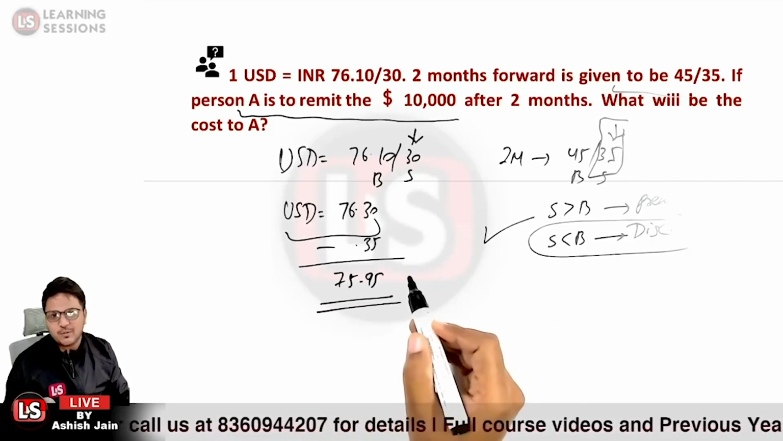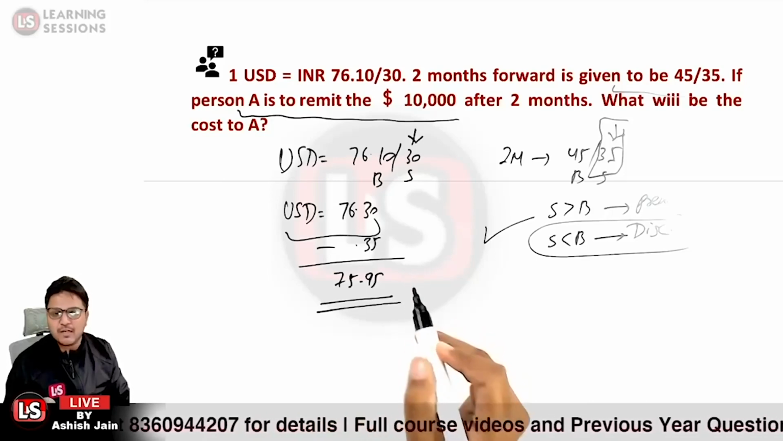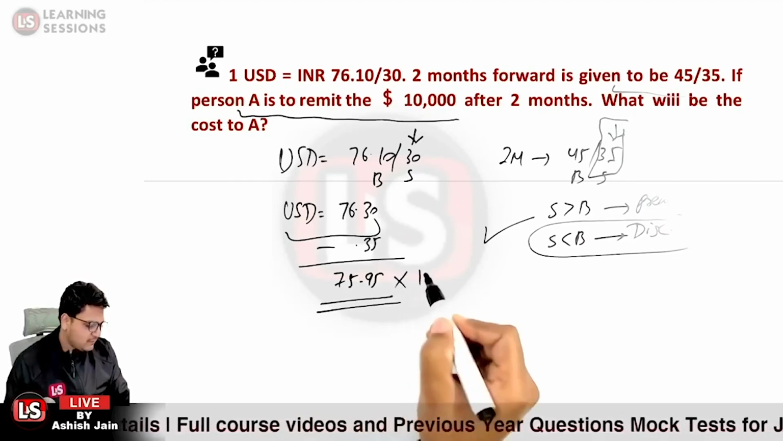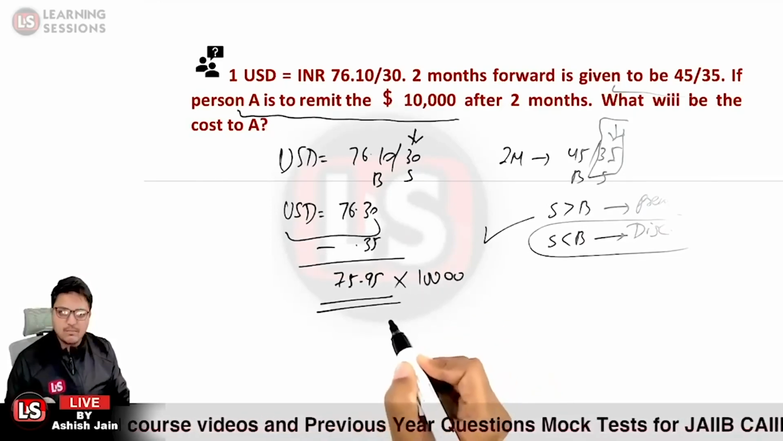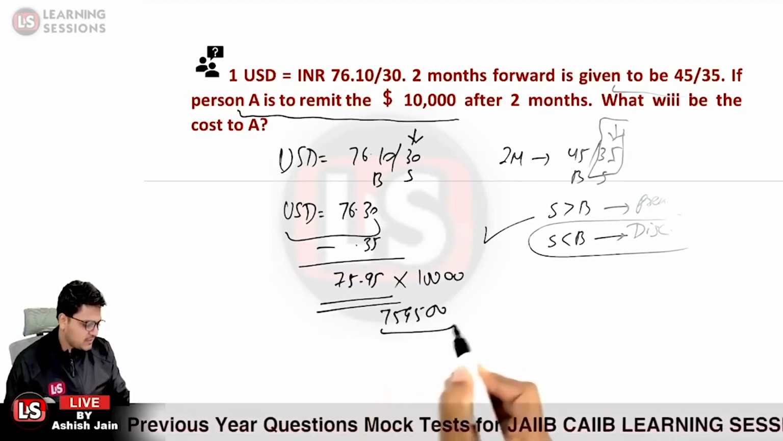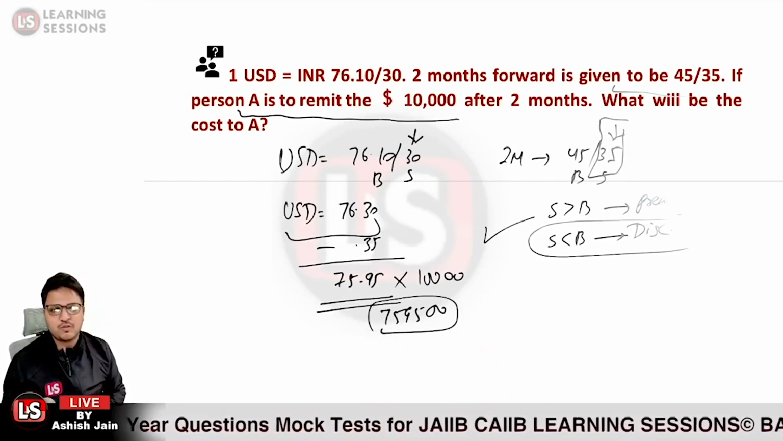Now in this particular scenario, what is the cost? What will it cost the person over here? What will be the answer? It is 75.95 multiplied by 10,000, so it is 759500. So that is the answer to this particular question over here.